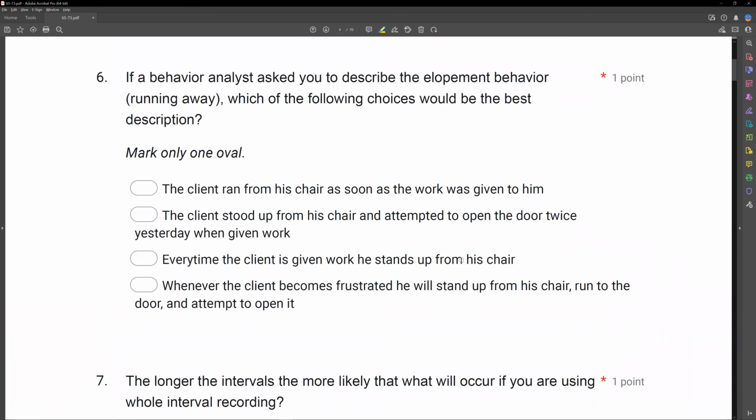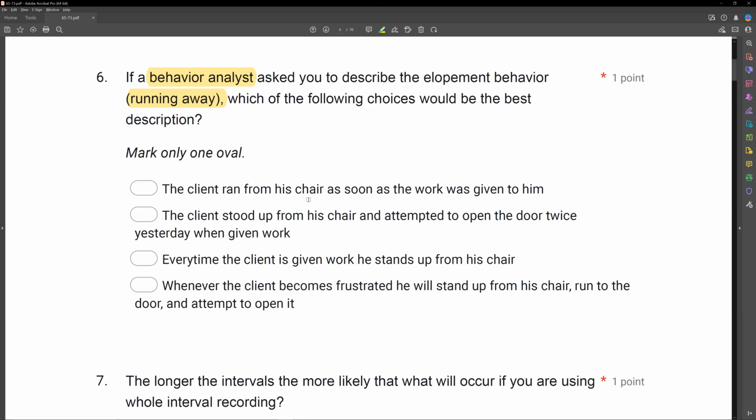If a behavior analyst asked you to describe the elopement behavior, running away, which of the following choices would be the best description? So you need to describe running away to your analyst. And when you describe behavior, what do we need to be? We need to be complete and objective, concise, and then throw in some measurement if you can, right? How many times did it happen? As much information, objective information, as you can.